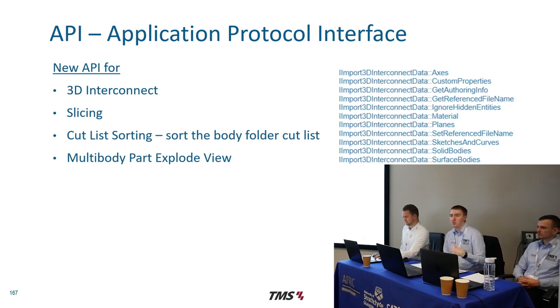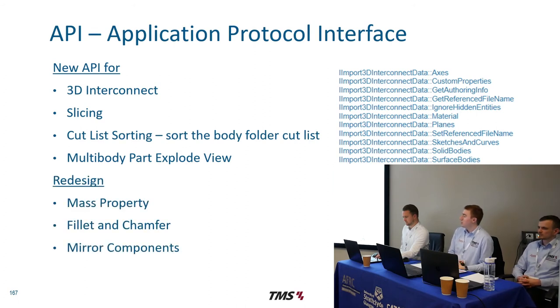As well as being able to now do things like sorting any cut lists if we're using sheet metal and weldments, those sort of things. And there's been some redesigns for things such as how fillets and chamfers are added into your model, and how you might mirror particular components, changing the mass properties, that sort of thing.